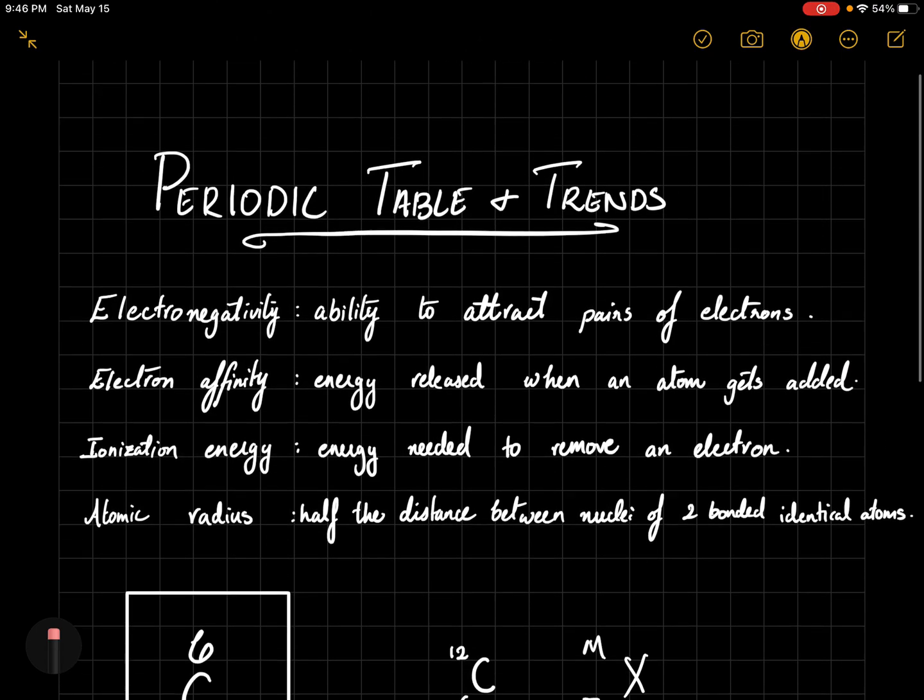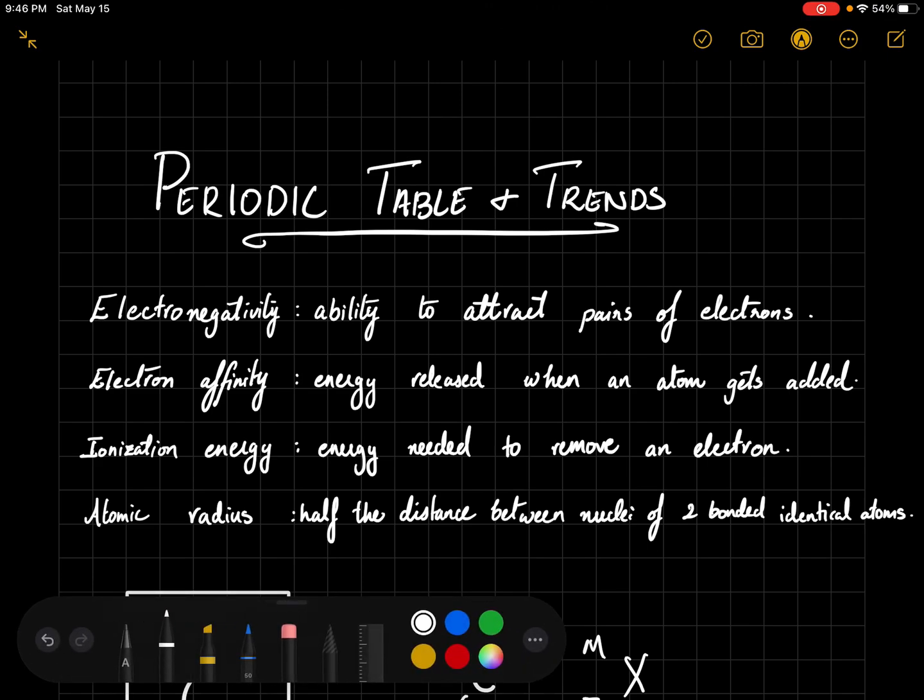All right, now before we look into the trends specifically, we do need to recognize some terms. Electronegativity is the ability for an atom to attract pairs of electrons. For example, oxygen is known to have a very, very high electronegativity. Fluorine is known to have the highest electronegativity of all elements, because it's able to attract electrons in an uneven way, as opposed to metals, which don't really attract any electrons at all.